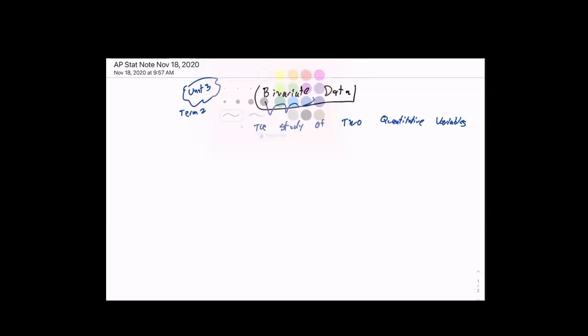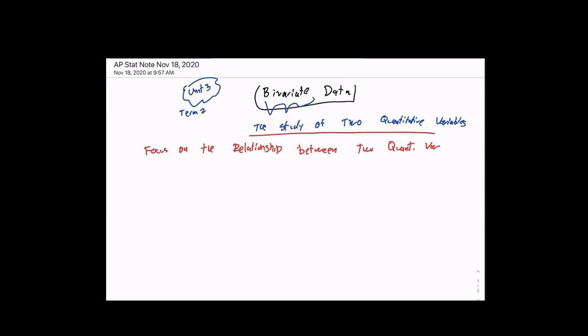And more importantly, we're going to focus on the relationship between two quantitative variables. So when we say the study, it's the study of the relationship. Okay, so we're going to see how these two variables relate. Categorical data, we already studied those ones. We studied one categorical variable. We studied two categorical variables. That's when we did the segmented bar graphs.